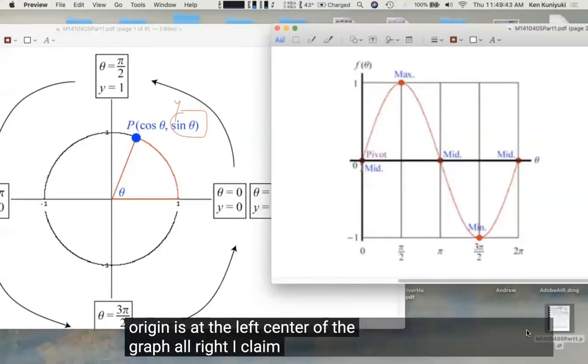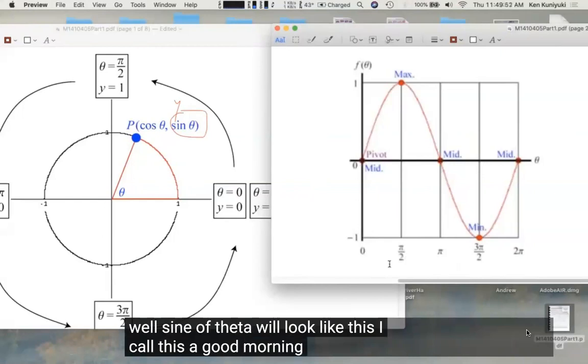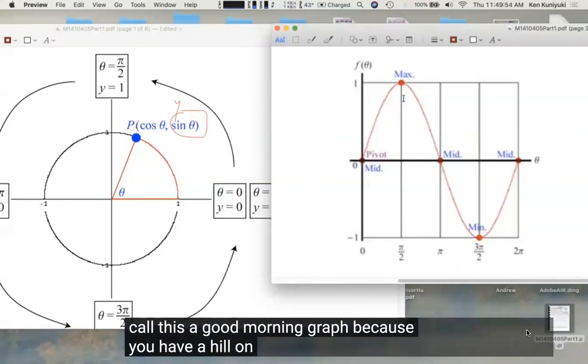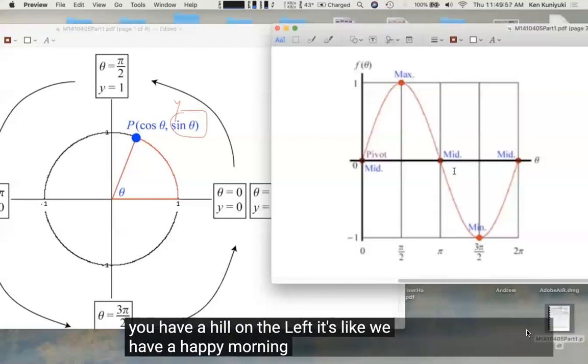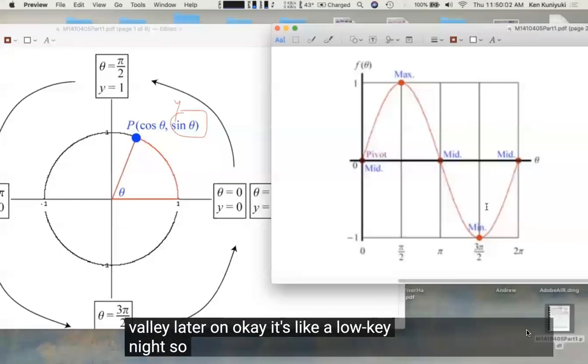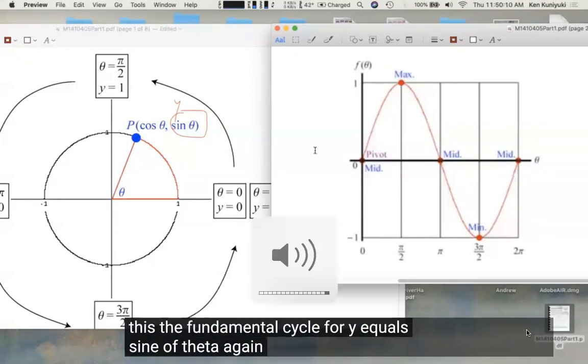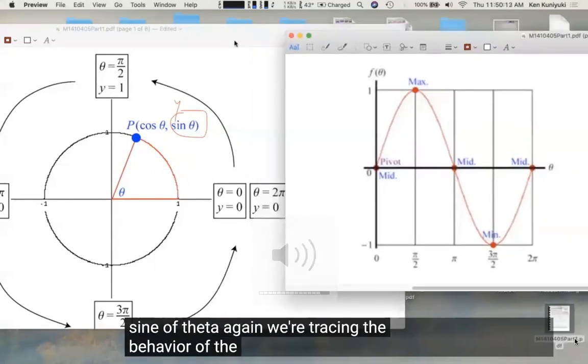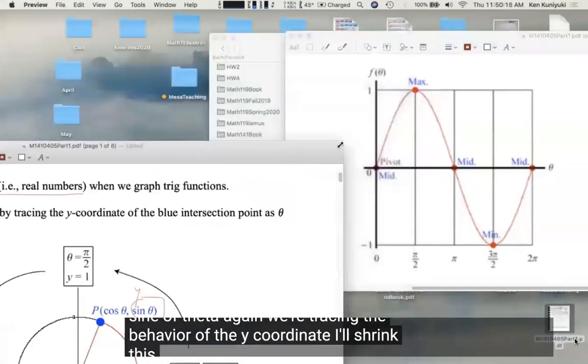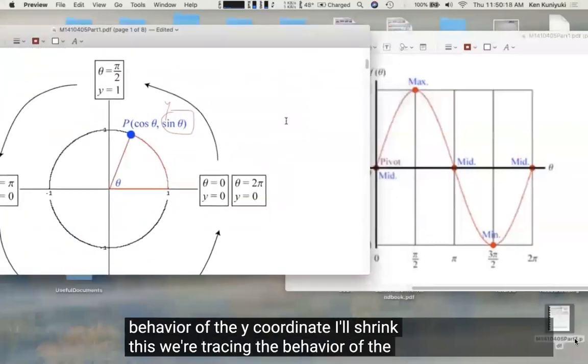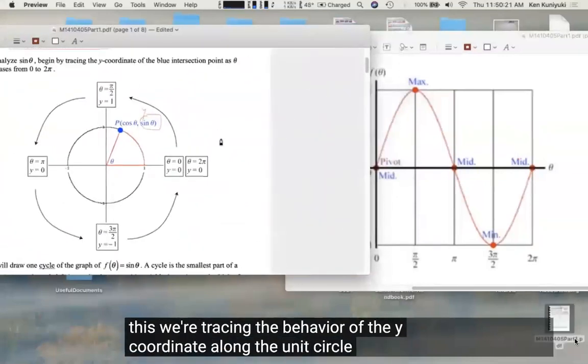All right, I claim that a fundamental cycle for y equals sine of theta will look like this. I call this a good morning graph because you have a hill on the left. It's like we have a happy morning, and we have a valley later on. Okay, it's like a low-key night. So a good morning graph. So why is this the fundamental cycle for y equals sine of theta? Again, we're tracing the behavior of the y-coordinate along the unit circle.